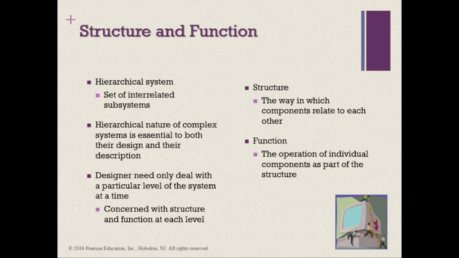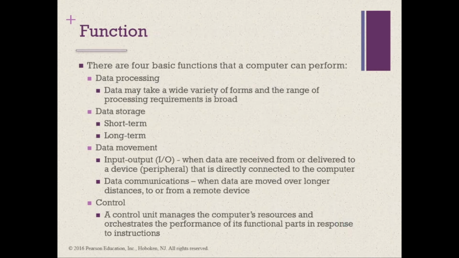So next, we have dedicated time for the function. Both structure and functioning of a computer are in essence simple. In the next presentation, figure 1.1 depicts the basic functions that a computer can perform. In general terms, there are only four. So we have data processing. The data may take a wide variety of forms, and the range of processing requirements is broad. However, we shall see that there are only a few fundamental methods or types of data processing.